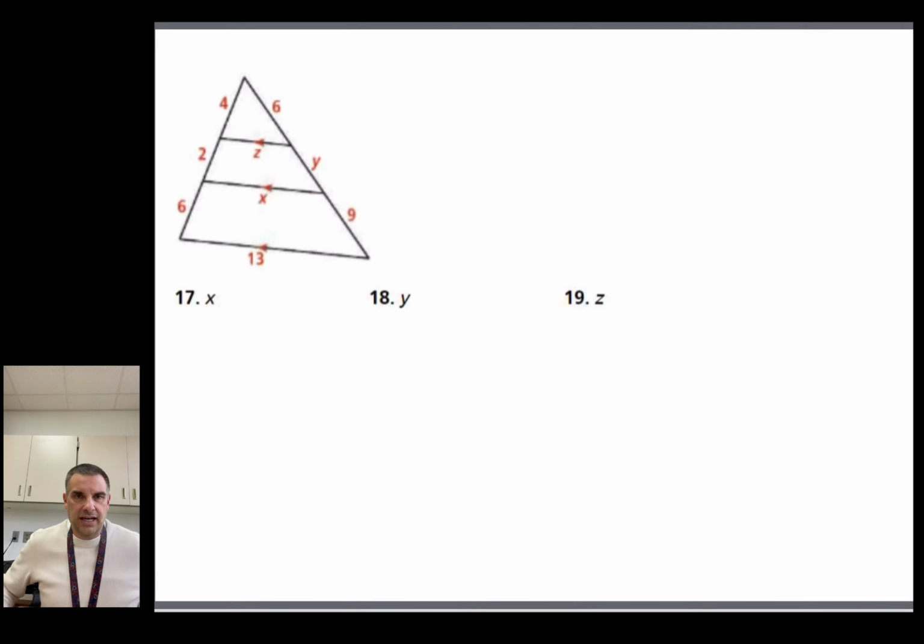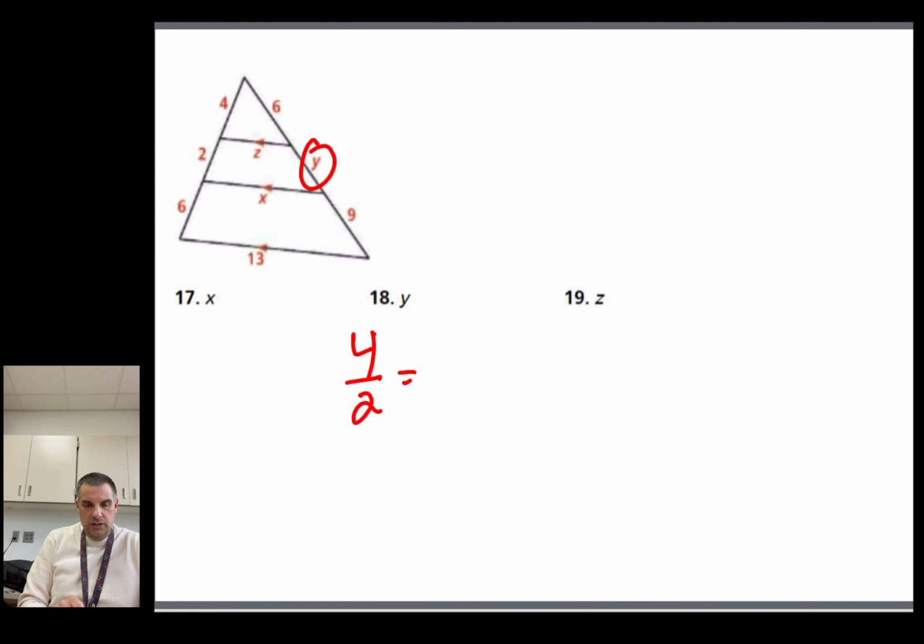The last one I want to look at is this one right here. This proportionality thing holds not only when you've got the sides, so we could find y here because those are all parallel to each other. We could go ahead and find the other ones using proportionality as well. So for number 17, we're going to find 18 first. 18 is a side of a triangle. So this was our first one. We said 4 over 2 is going to equal 6 over y. So 4y equals 12, y equals 3.